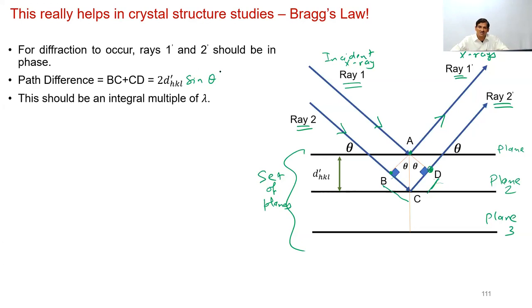Now, if we want these two rays 1 prime and 2 prime to be in phase, you can imagine that if they're shifted by one full wavelength lambda, we won't be able to tell the difference, and the two rays will add up. But if they're out of phase, then there will be destructive interference. So in terms of basic physics, this path difference should be related to an integral multiple of lambda. It should be n lambda equals 2d prime HKL sine theta. That's it, for a strong diffraction to occur from this set of planes.